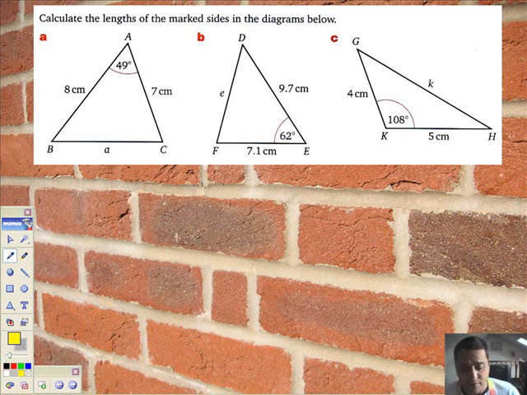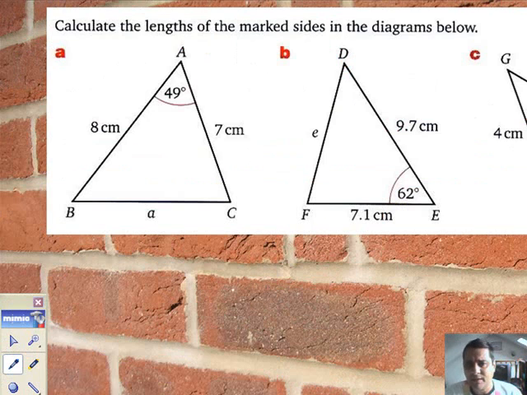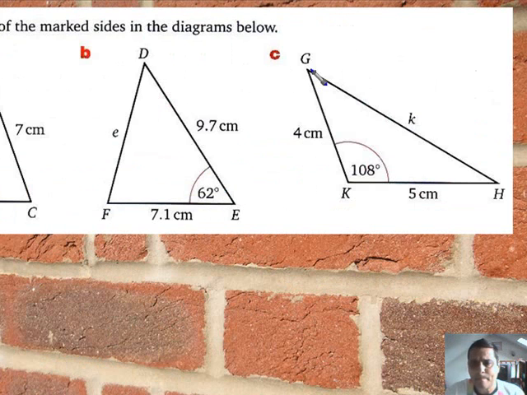2.2 deals with the cosine rule. This is page 333. It says calculate the lengths of the marked sides in the diagrams below. I've got a side and an angle between them. For A, I've got a side and an angle between them. I've got a side and an angle between them. So you can see a pattern here.